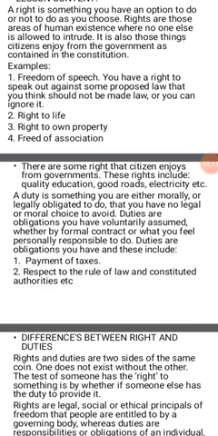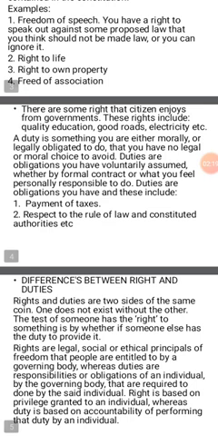Is that clear? Now, there are some rights that citizens enjoy from the government, and these rights include quality education, good roads, electricity, and so on. Then, on the other hand, let's look at what duty is.